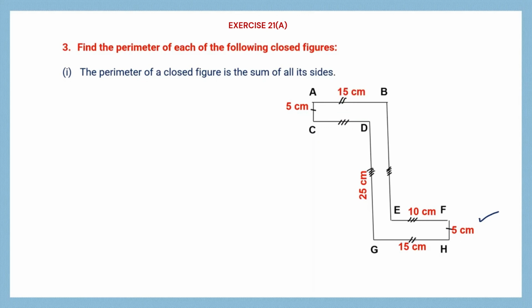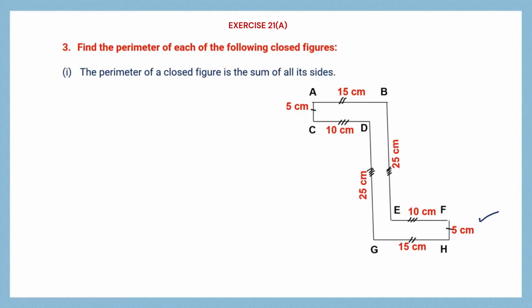Now look out for three lines or three strokes. CD has three strokes and EF has three strokes. Now EF is 10 centimeters. That means CD also will be 10 centimeters. Now look out for the side that has four lines. So if you can see, BE has four lines and DG also has four lines. So if DG is 25 centimeters, that means BE is also 25 centimeters.